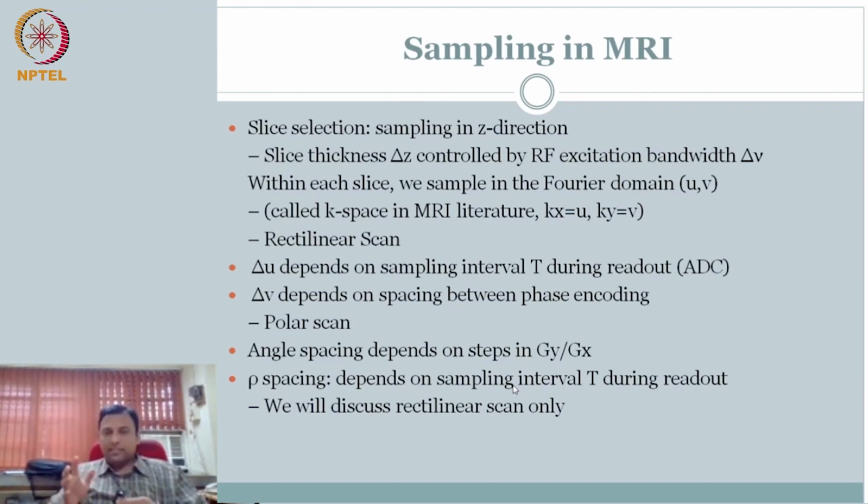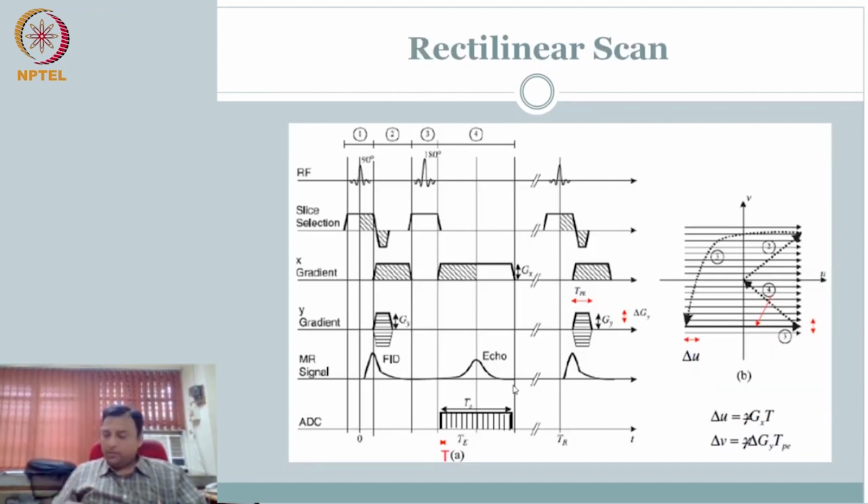Okay, because it's easier to visualize rectilinear than angles. So let's start with sampling in the U direction. What happens in the U direction? So here is our rectilinear scan.